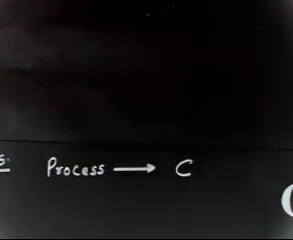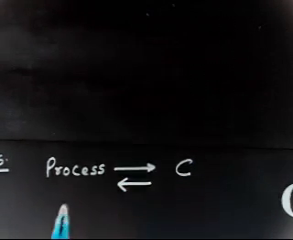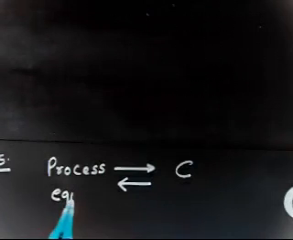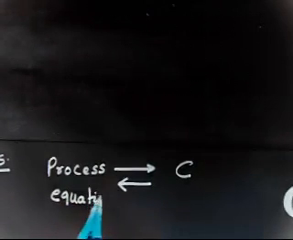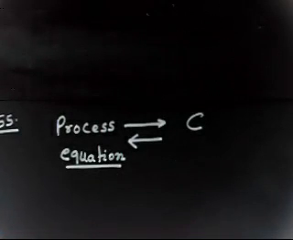Okay, let us discuss question number 2.55. In the last problem, we were given the equation of process and had to find the value of C. Now this time it is reversed: C is given and we have to find the equation of process. So this time we have to find the process equation.